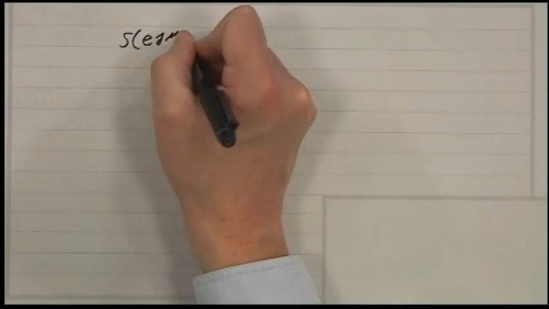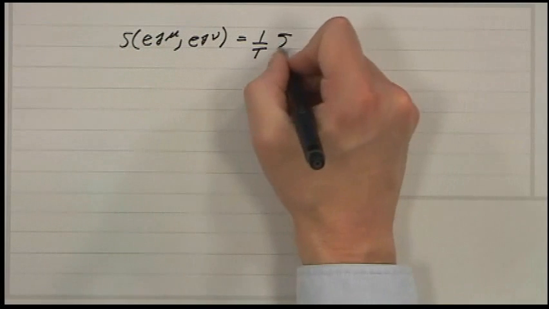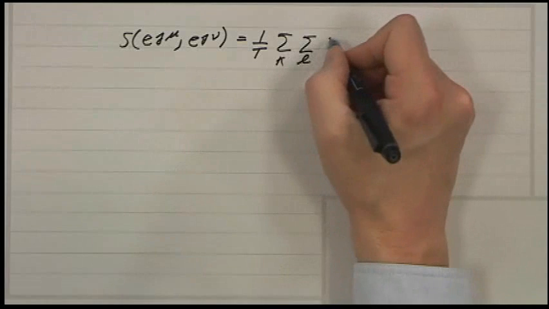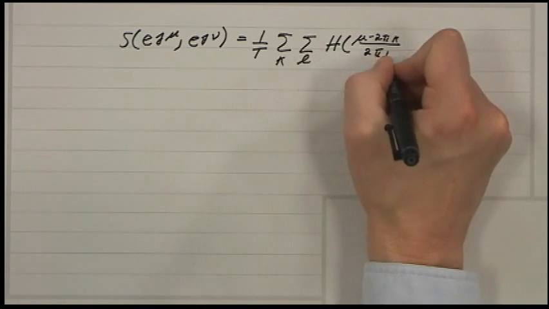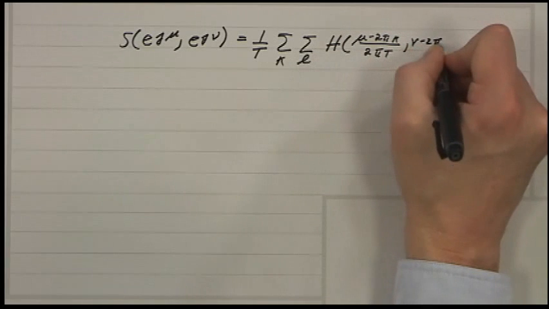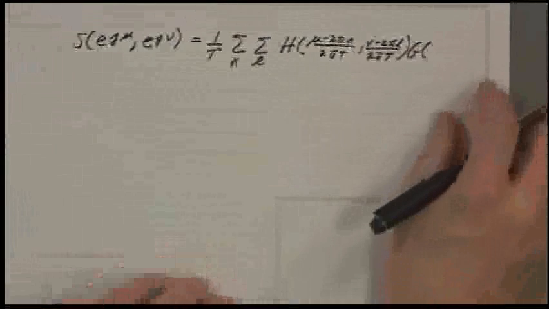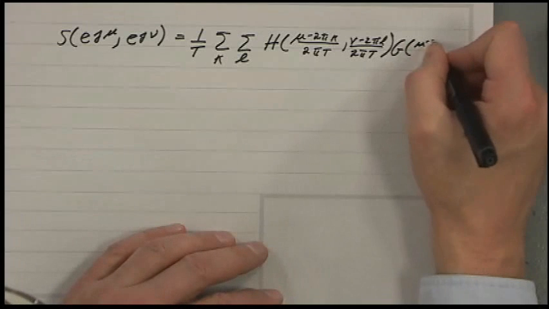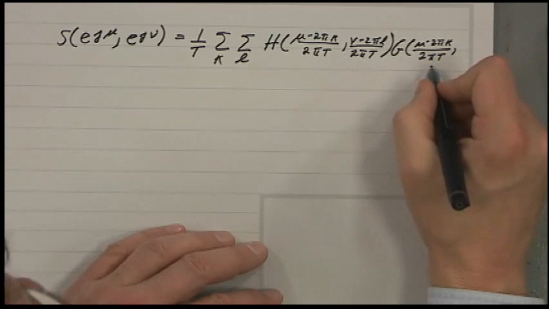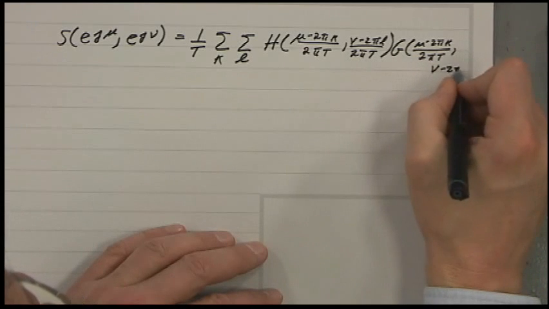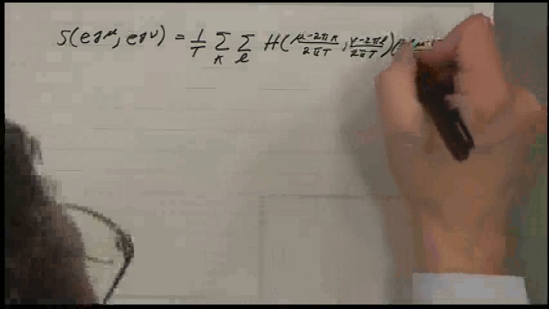S of e to the j mu, e to the j nu is equal to 1 over T times the sum over k and L of h of mu minus 2 pi k over 2 pi T, comma, nu minus 2 pi L over 2 pi T, times f of mu minus 2 pi k over 2 pi T, comma, nu minus 2 pi L over 2 pi T. I'm running out of space here. Oh, I'm sorry, this isn't a g, this is an f.